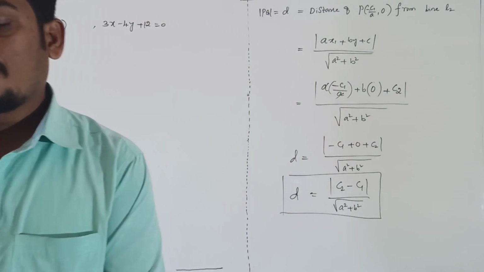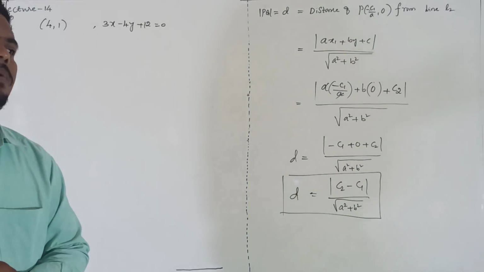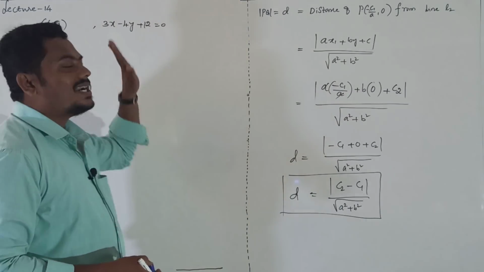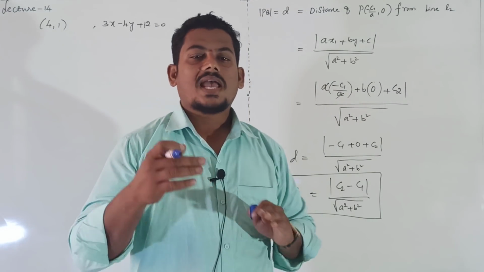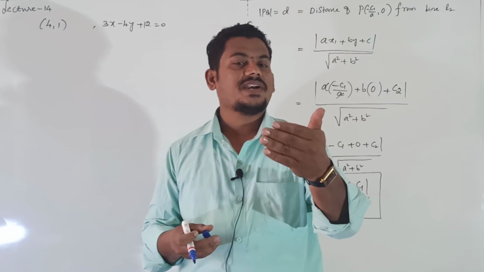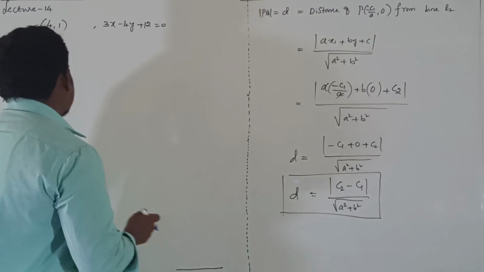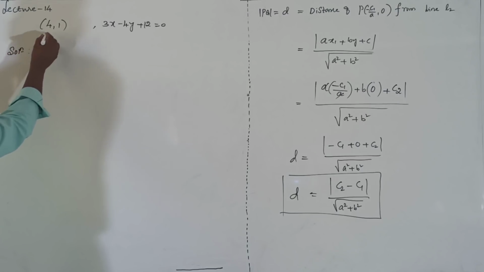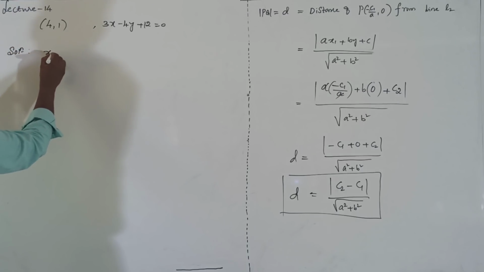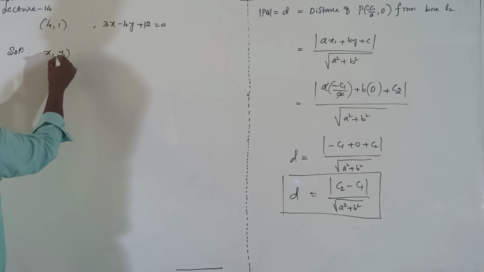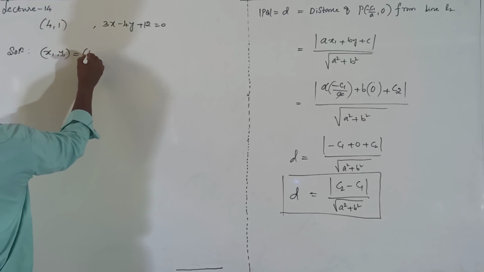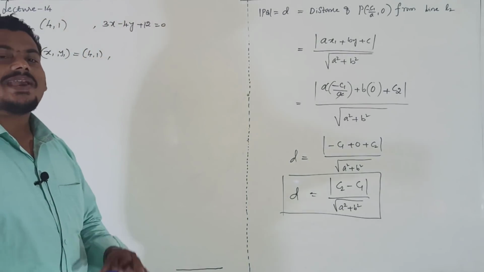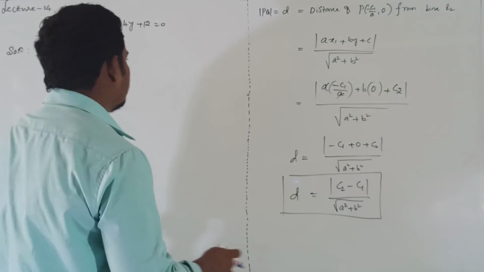What they have given? One line and one point they have given, right? Find the distance between this point and line they asked. Already we have the formula, distance between point and line formula. In this case, tell me what is x1, y1? This point is x1, y1, right? So x1 comma y1 is equal to the given point, 4, 1.